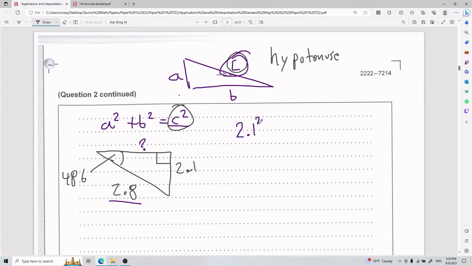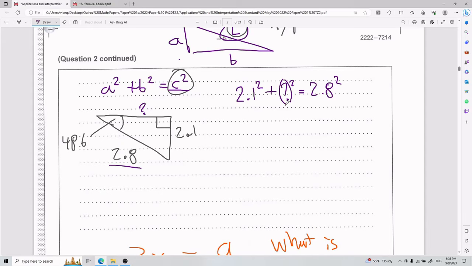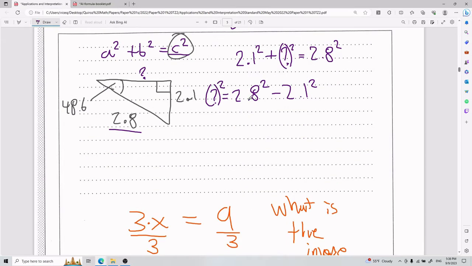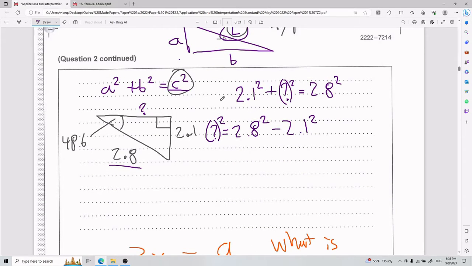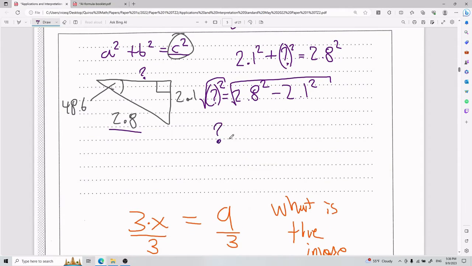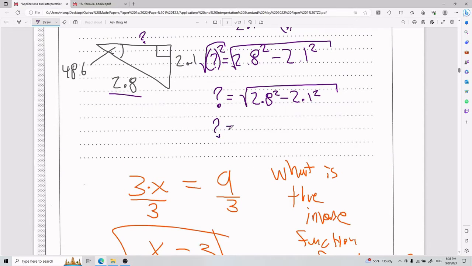So I'm going to go ahead and put 2.1 squared plus my question mark squared equals C squared, which is 2.8. Cool. So let's get my question mark alone. I'm going to end up with 2.8 squared minus 2.1 squared equals my question mark squared. My question mark right now is squared. So what is the opposite of squared? It is going to be square root. So I square root both sides. Once I do that, I end up with my question mark equals square root of 2.8 squared minus 2.1 squared. Cool. I end up with question mark being equal to just about 1.85 meters.